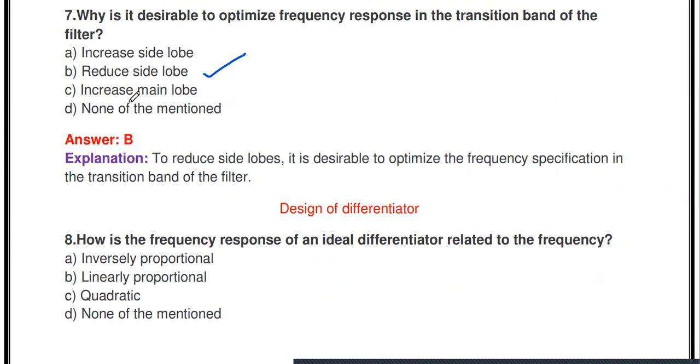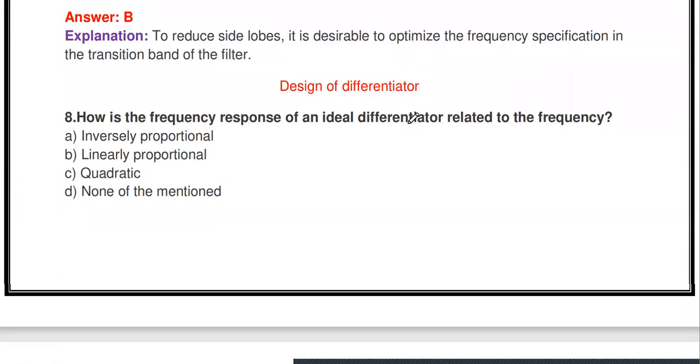In order to reduce the side lobe, in which region do we have to take the optimization? That is the question. In the transition band of the filter, we have to optimize the frequency specification. Here the question is asked in reverse. So, in order to reduce the side lobe, we have to optimize the frequency response in the transition band.